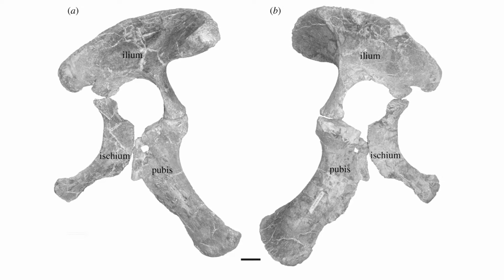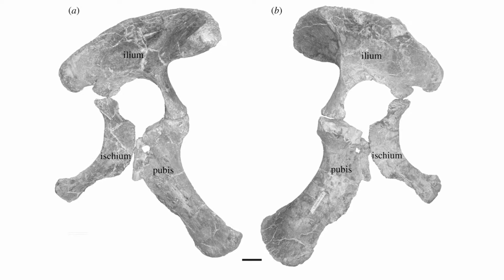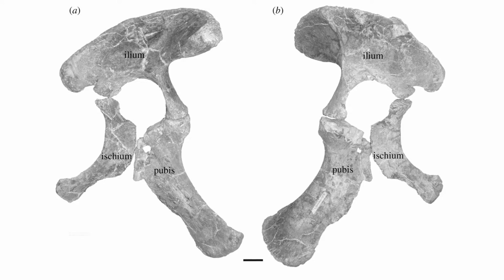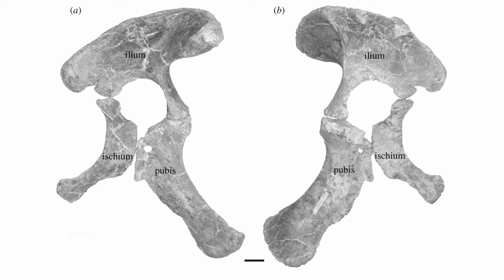The socket formed at the juncture between these 3 bones is where the head of each femur articulates, and the socket is called an acetabulum.